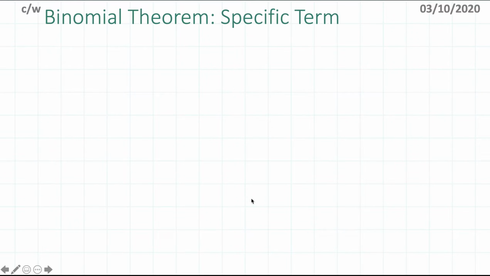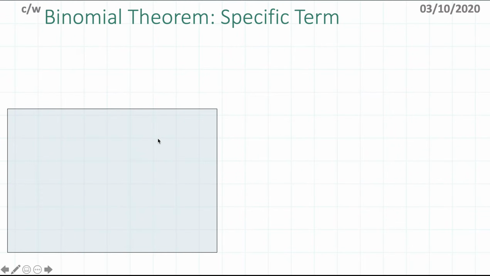Sometimes binomial theorem questions will ask you for a specific term. They'll tell you the position of the term and they want you to find that specific value. You might think, oh, I'll just expand using the binomial theorem, but sometimes expanding will just take too long and you're losing too many marks on unrequired work. So we want to devise a method to find a specific term without having to go through the whole binomial expansion.